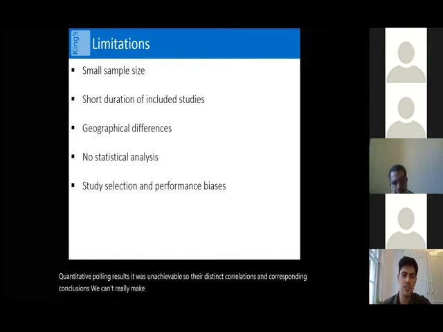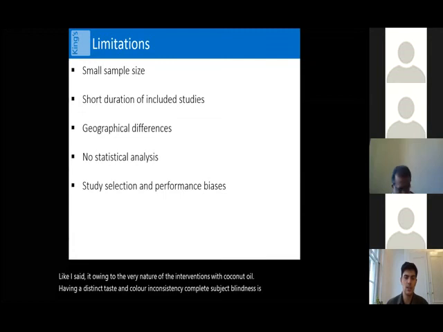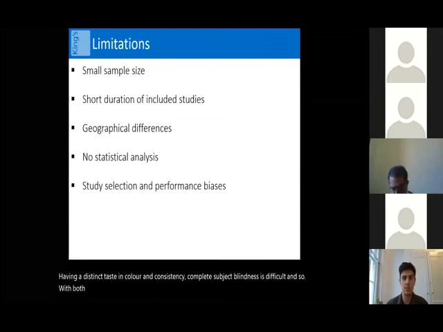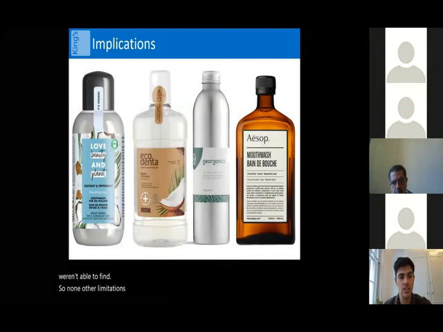And despite the measures in place to avoid bias within these studies, like I said, owing to the very nature of the interventions with coconut oil, having a distinct taste and color and consistency, complete subject blindness is difficult. And so with both selection and performance bias, it's difficult to get non-misleading results. And it may be that there are other RCTs out there that haven't been published or that we weren't able to find. So another limitation.